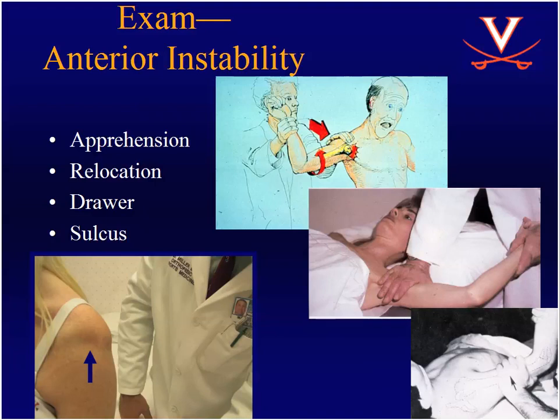Now, you can also do a drawer test by just simply taking the arm and doing it just like you do with the knee. And you want to look for multidirectional instability, systemic laxity, and the sulcus sign for multidirectional instability. If you have a patient with a large sulcus sign like that, you have to be careful about doing your conventional surgery because it may fail. You may need to do a more aggressive capsular reduction technique.